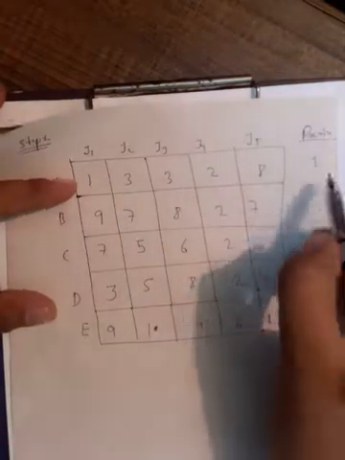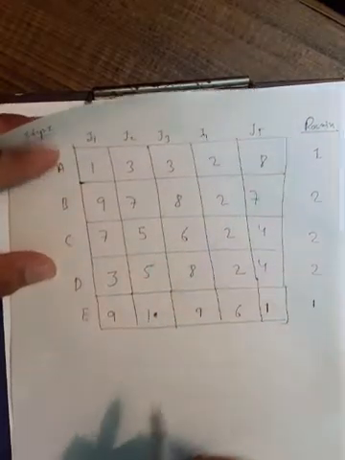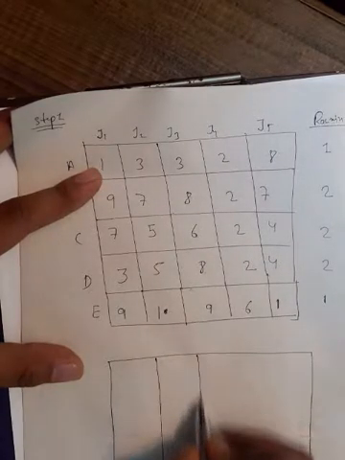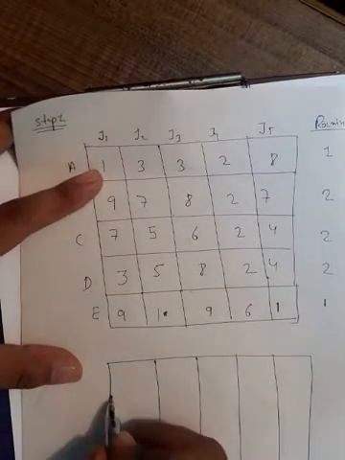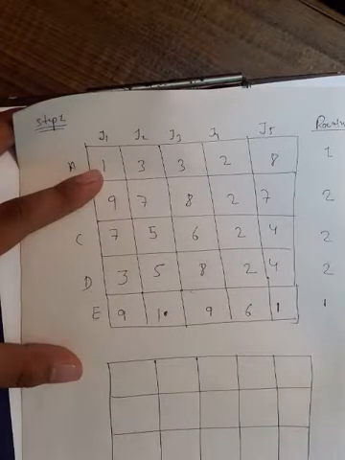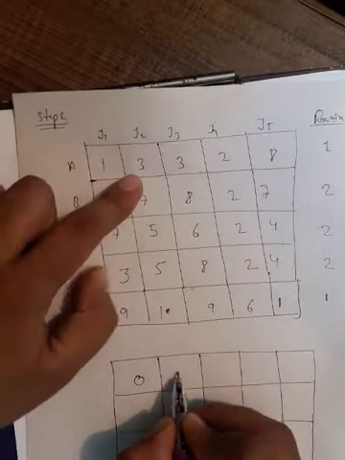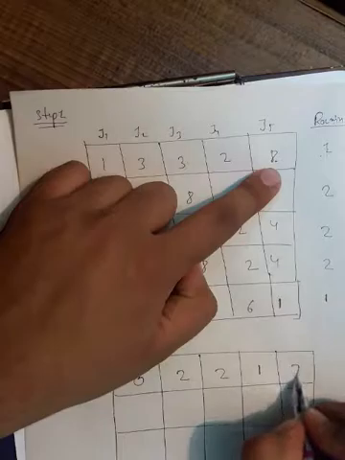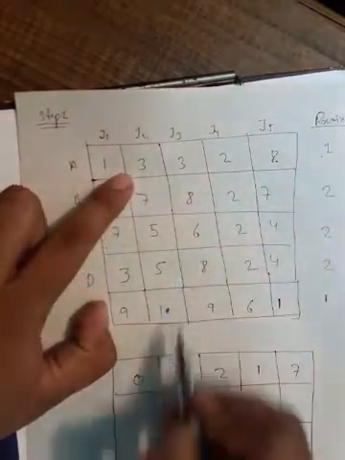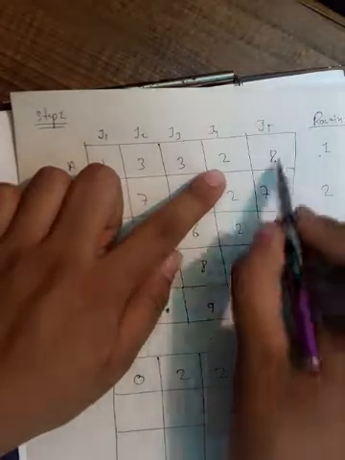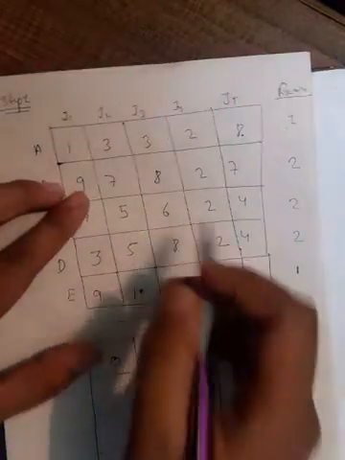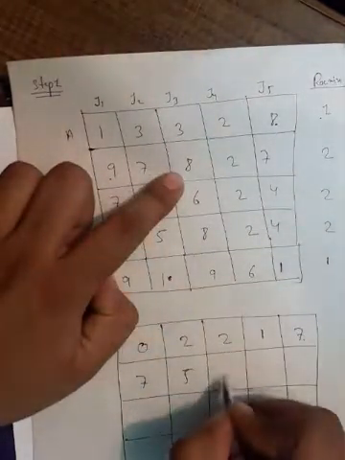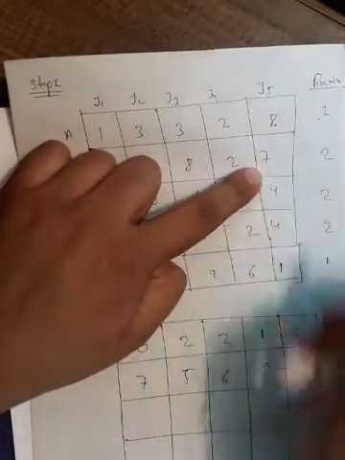So now you have to subtract this row minimum value from the respective elements of that row. So you are going to get the matrix as: 1 minus 1 is 0, 3 minus 1 is 2, 3 minus 1 is 2, 2 minus 1 is 1 and 8 minus 1 is 7. In the next row, 9 minus 2 is 7, 7 minus 2 is 5, 8 minus 2 is 6, 2 minus 2 is 0, 7 minus 2 is 5.